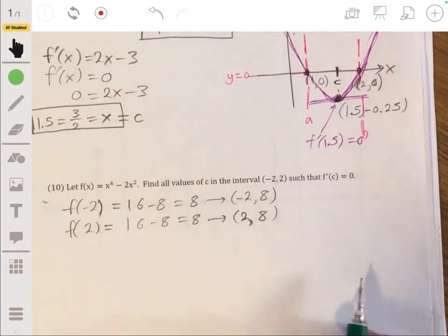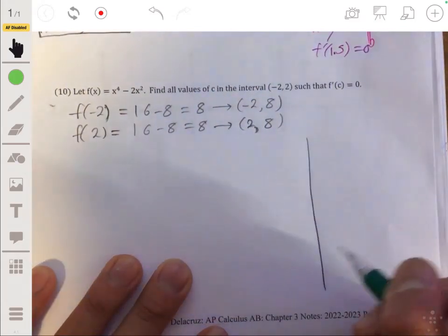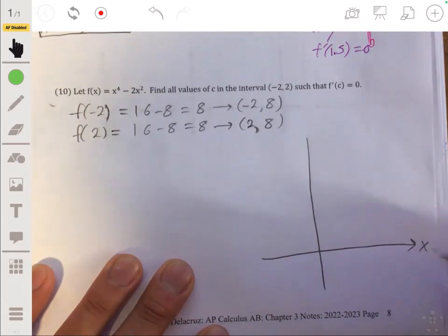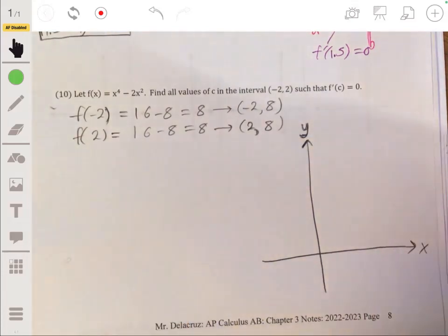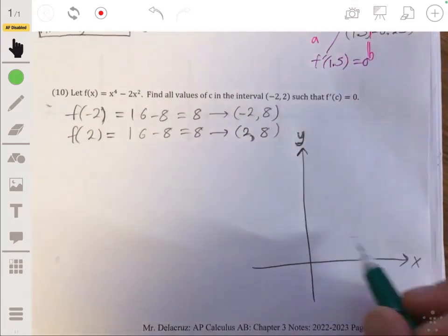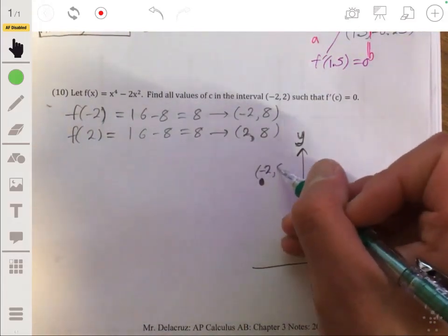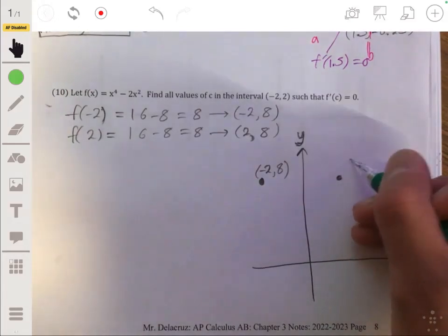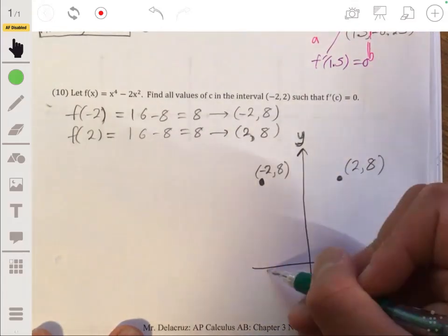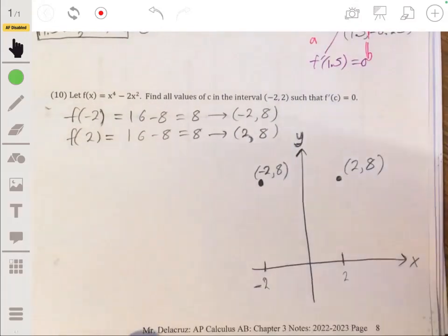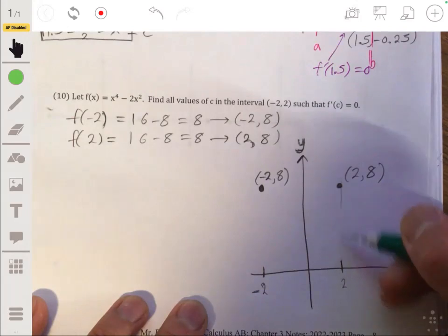I'm going to draw the graph here, because this is really going to help you with these problems. I really advise it, even if the problem doesn't ask for it and even if your teacher doesn't make you, because when you're learning this and studying for the AP exam, you have to understand it. So let's go to (-2, 8), and (2, 8), let's say it's over there. Not perfect, but that'll do for now.